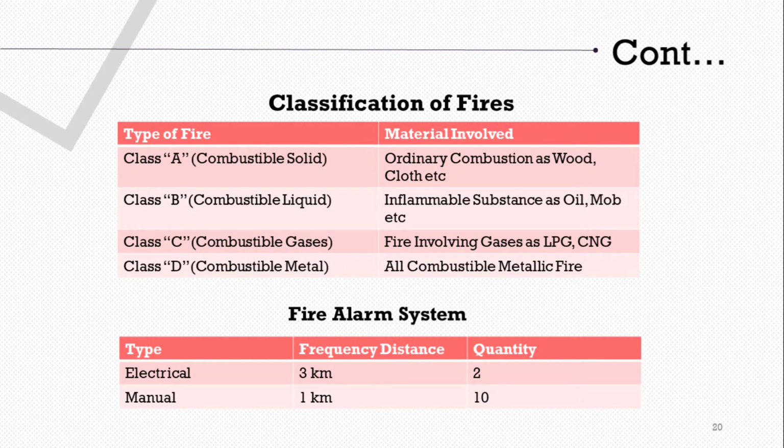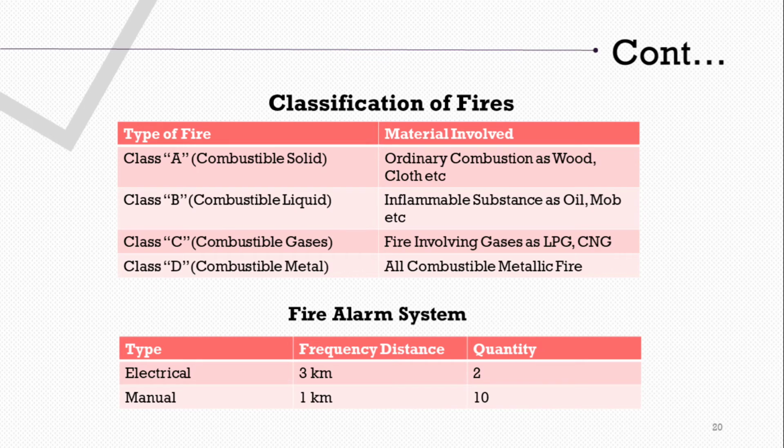Next slide please. Now the classification of fire. Fire can be classified in four ways. First one is class A, which is combustible solids, in which fire occurs in wood as well as clothes. Second one is class B, combustible liquids, in which the fire occurs in oil, etc. In case of type 3, which is class C, combustible gases, the fire occurs in gases such as LPG and CNG.